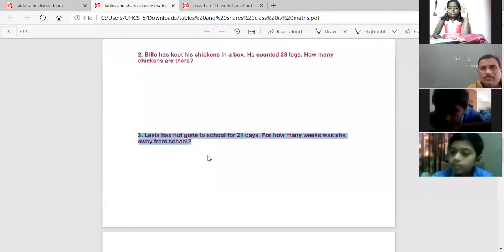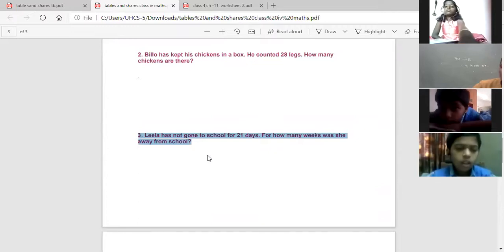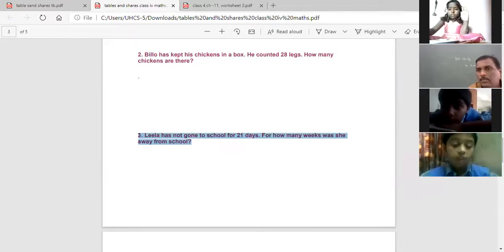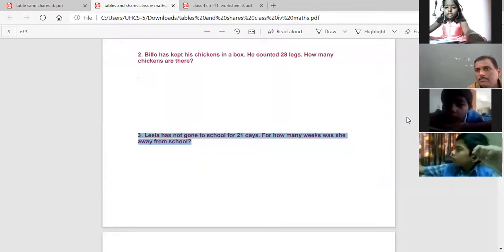What about this one? These are the questions on the last worksheet. Mokshita, you can talk now. Unmute yourself and talk. Sir, 10, sir. In each basket, 10 oranges, sir. That is over.